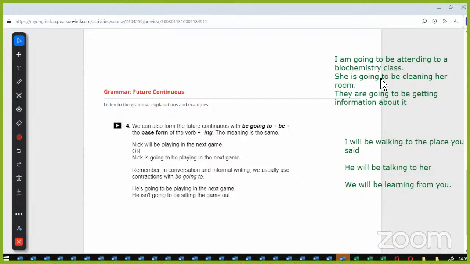Okay, there are the 6 sentences. I'm going to be attending the biochemistry class. She's going to be cleaning her room. We're going to be getting information about it. I'll be working on the place. I'll be talking to her. I will be learning from you.